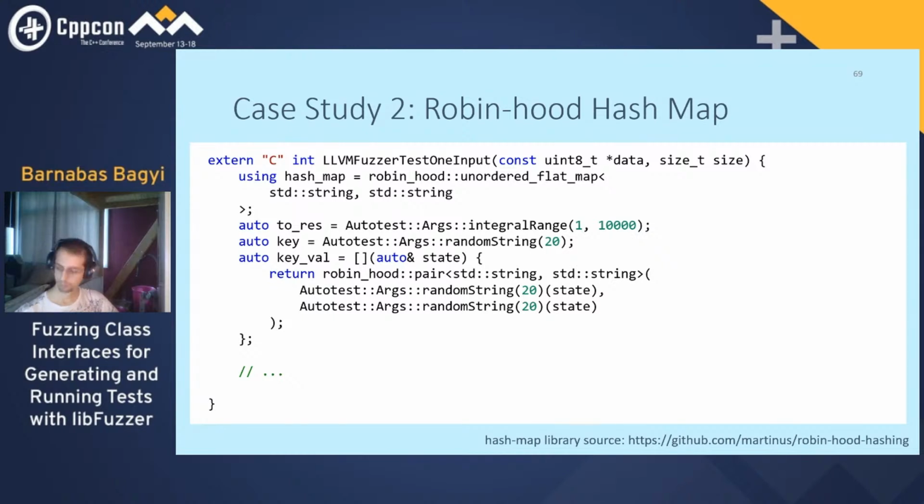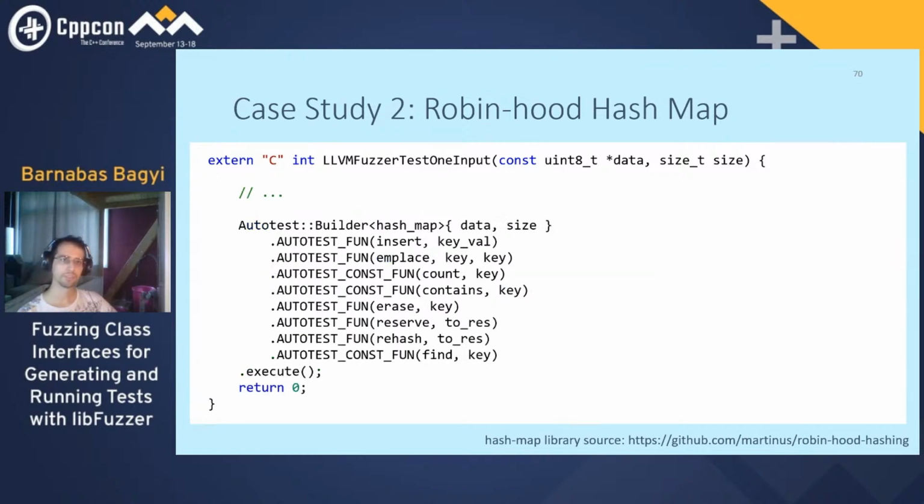Now what we can do with these argument placeholders is that we can just declare our methods like this. This is pretty boring, exactly the same as it was on the previous slide, only with different methods, right? We have an insert which takes a pair of strings and inserts the key value pair into the map. We also have in place, which constructs the pair in place, as far as I know. We also have count, which counts the keys, contains, which checks whether the key is in there, and so on and so on.